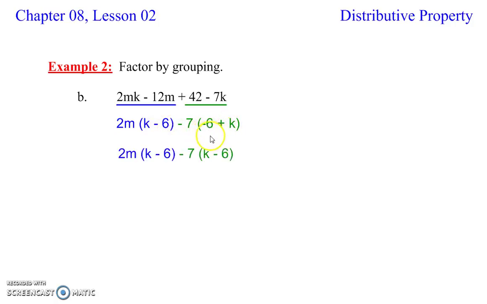Well, that's still not quite the same. However, in this case, I can rearrange this. Negative 6 plus k is the same as k minus 6, as long as the sign stays with the number, I can move them around. Remember, that's the commutative property here. So now, notice these parentheses k minus 6 and k minus 6 are the same. So 2m is being multiplied by k minus 6 and negative 7 is being multiplied by k minus 6. They have a common factor and I can factor that out. So k minus 6, and then what I'm left with, times 2m minus 7.